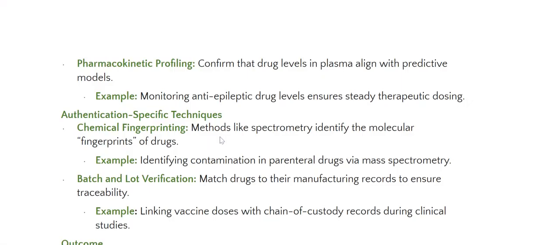Authentication-specific techniques, chemical fingerprinting. Methods like spectrometry identify the molecular fingerprints of drugs, as for example, identifying contamination in parenteral drugs via mass spectrometry. Batch and lot verification match drugs to their manufacturing records to ensure traceability, for example, linking vaccine doses with chain of custody records during clinical studies. The outcome here, these targeted strategies prevent safety risks and ensure trial integrity.